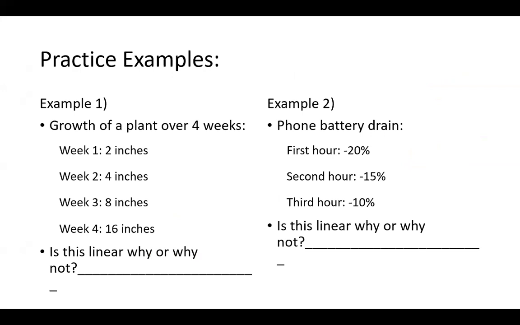So first one, the growth of a plant over 4 weeks. I measured my plant on week 1 and it was 2 inches. Then I measured my plant on week 2 and it was 4 inches. Then week 3 and it was 8 inches. And then week 4 and it was 16 inches. Is my plant's growth being modeled by a linear situation? And why is it not?